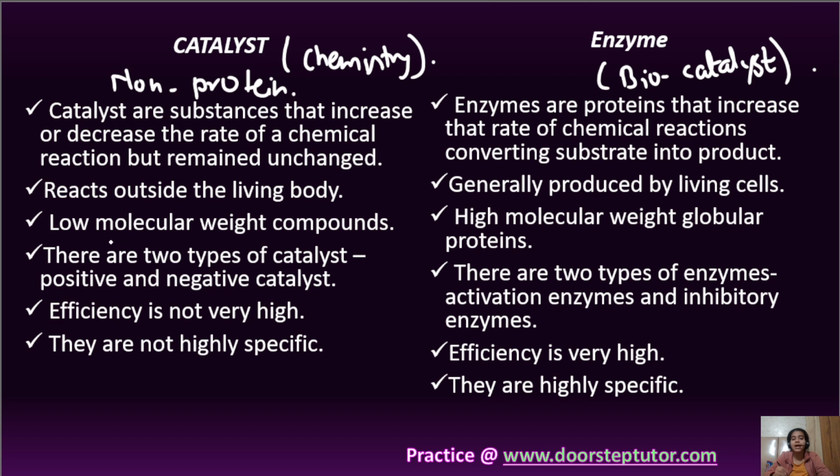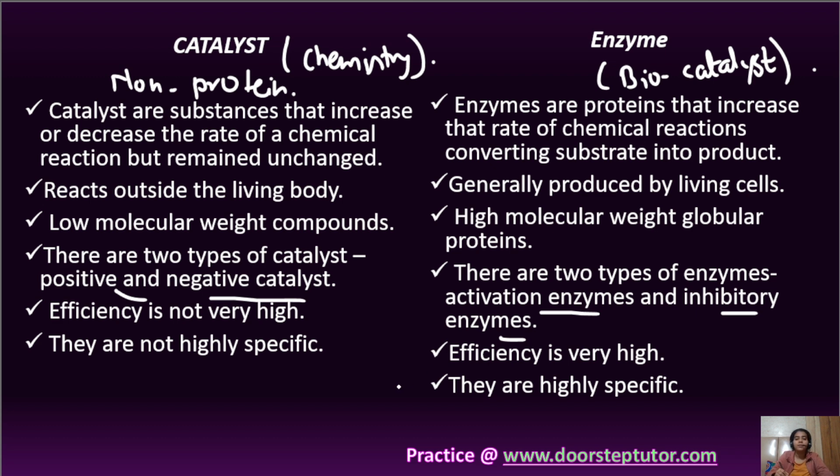After this, there can be two types of catalyst. One is positive and another one is negative catalyst. Positive catalysts are those which increase the rate of reaction, while negative catalysts are those which decrease the rate of reaction. After this, there can also be two types of enzymes. These can be activation enzymes and inhibitory enzymes. The enzymes which are responsible for promoting any reaction are known as activation enzymes, while inhibitory enzymes are those which reduce the rate of reaction.